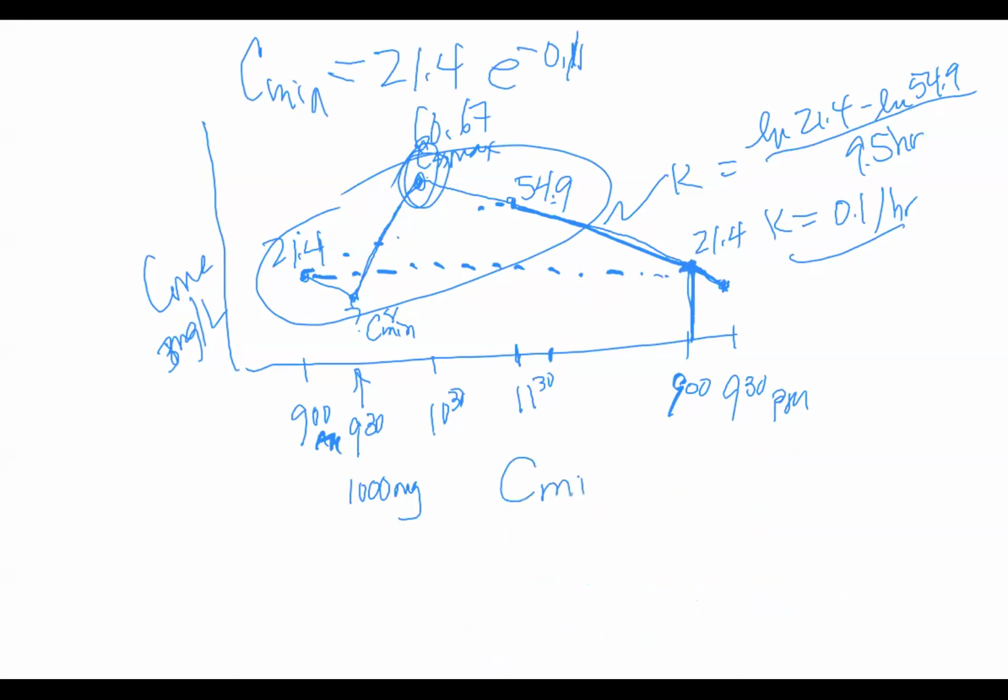C min is gonna be 21.4 milligrams per liter. Is it okay now? Minus 0.1 per hour times a half hour. And what did I get? 20.36.